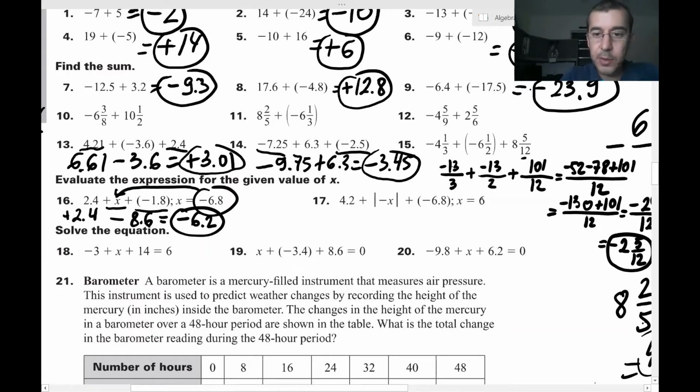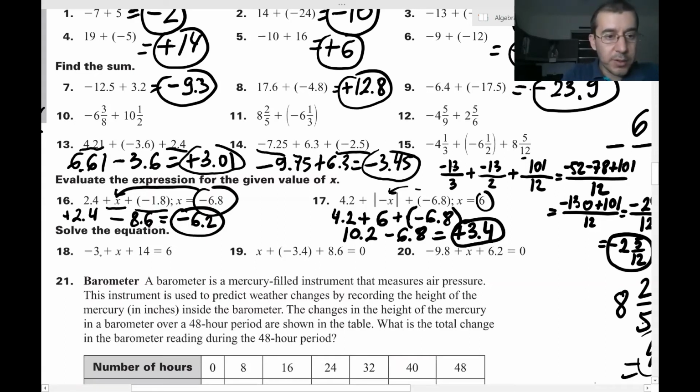17, we are substituting 6 for x here, and we have 4.2 plus absolute value of minus 6 here. Absolute value of a positive or negative number is a positive number, so this is just 6. And then we have here plus minus 6.8. 4.2 plus 6 is 10.2, and then this minus 6.8, or that is 3.4. So plus 3.4 is the answer.